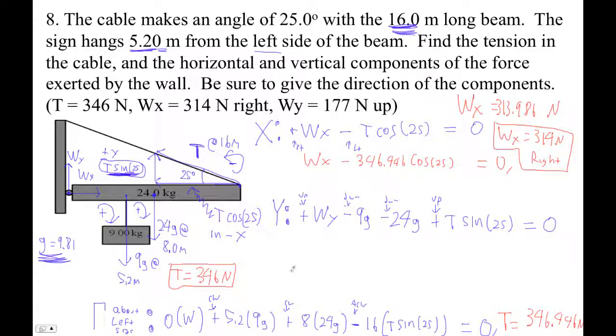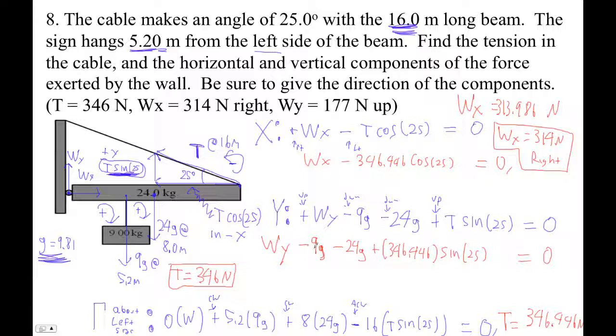All right, and now let's plug into here. We're going to plug this in, so we're looking for the wall in the y direction, minus 9 times 9.81, minus 24 times 9.81, plus, and then we'll plug in the tension, right? So 346.446 sine 25 equals 0. All right, so I'm solving for wall in the y, so I'm going to take this number and make it, I guess, negative, right? This is so complicated. Opposite of this guy times sine of 25.